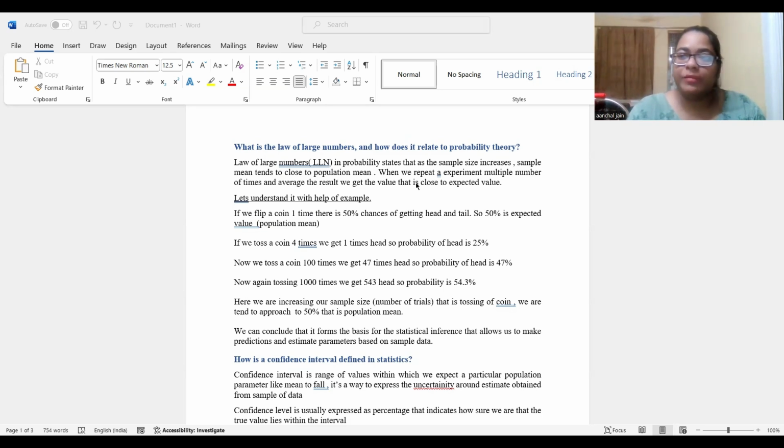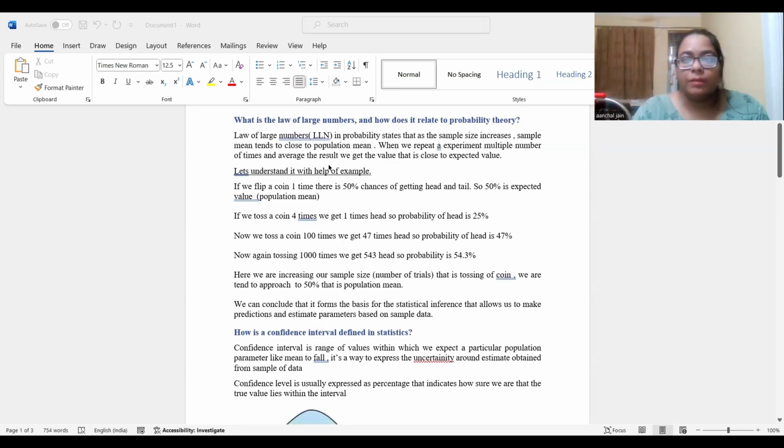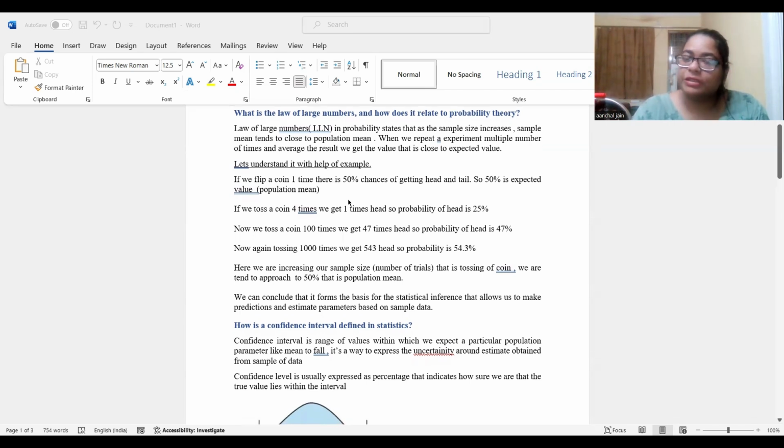That is, when we repeat the experiment multiple number of times and then we average the result, we will get the value that is close to the expected value. This is quite difficult to understand. So here I have taken a basic simple example of tossing a coin, through which we can understand the law of large numbers. So suppose we flip a coin for one time, then there is 50% of chance that we will get either head or tail. So 50% here is expected value, and the expected value means population mean.